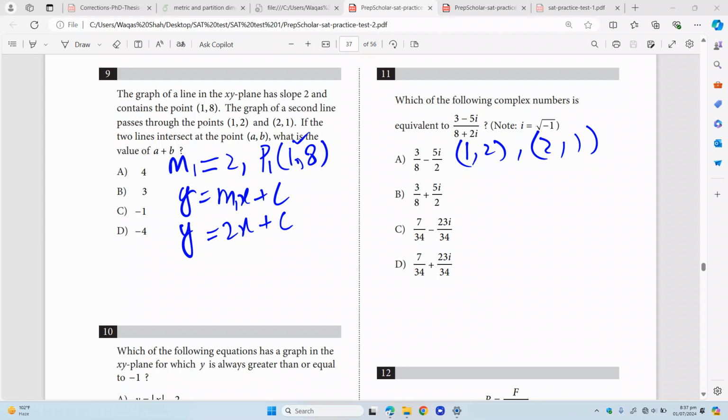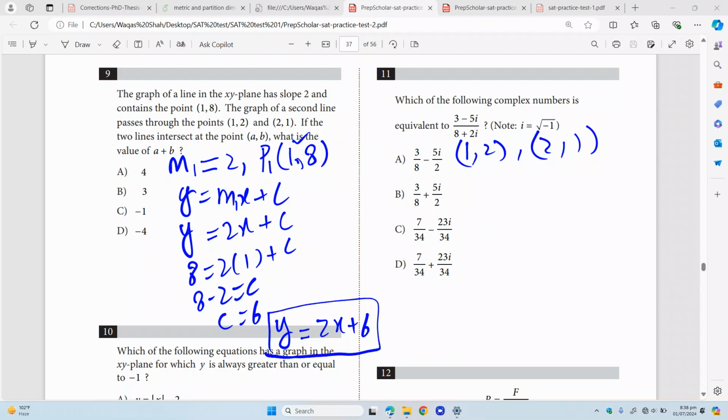Now plug this point so that we can find the value of c. So it will be 8 is equal to 2 times 1 plus c, and it will be 8 minus 2 is equal to c. C is equal to 6. So the final equation will be y is equal to 2x plus 6. So that is the final equation of the line.